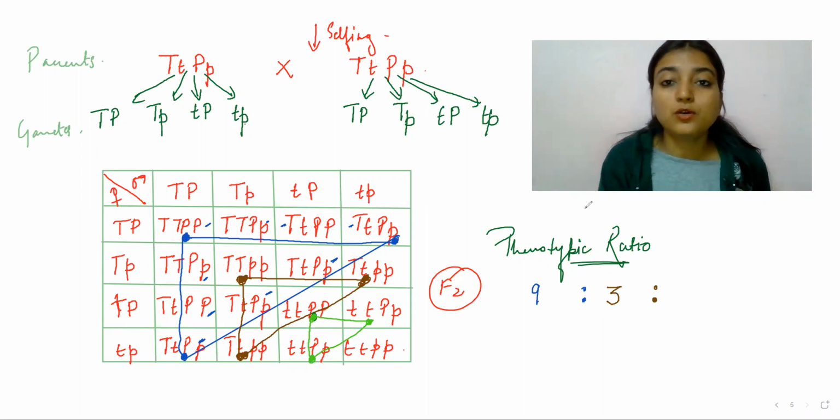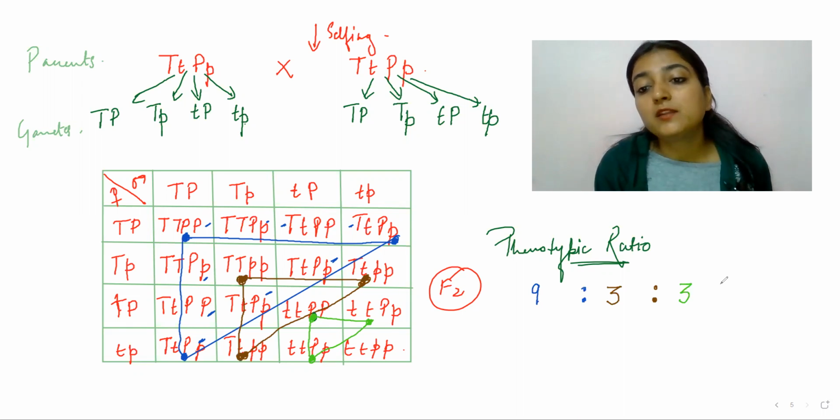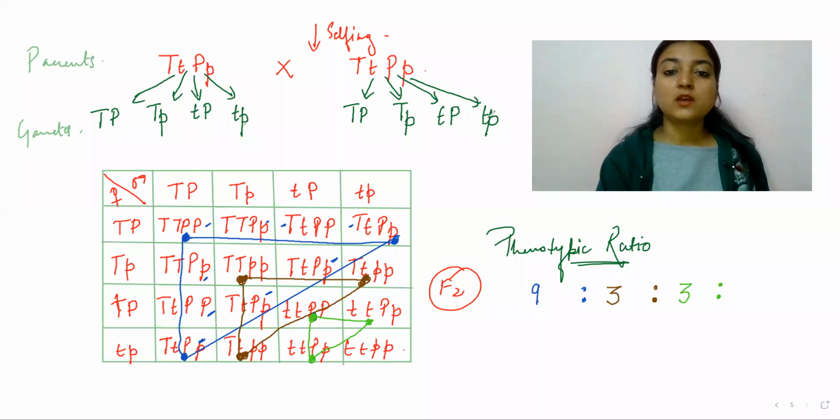Again for the ratio we will take another color. So now again you have to see these three dots. So again it is 3 in number, and at last the one left is 1.